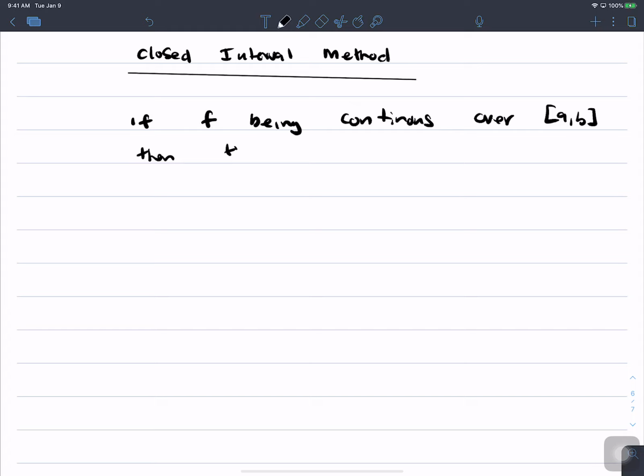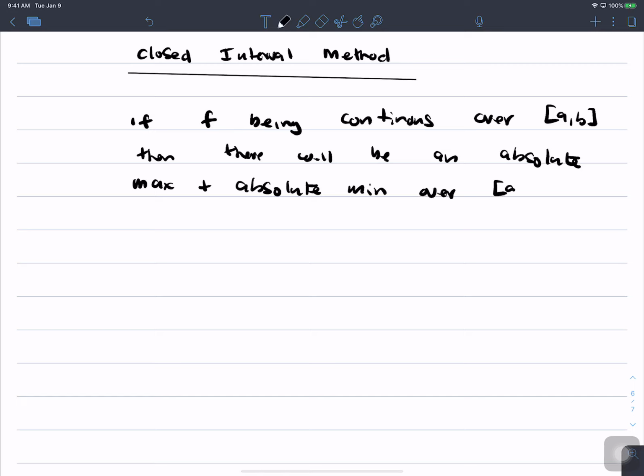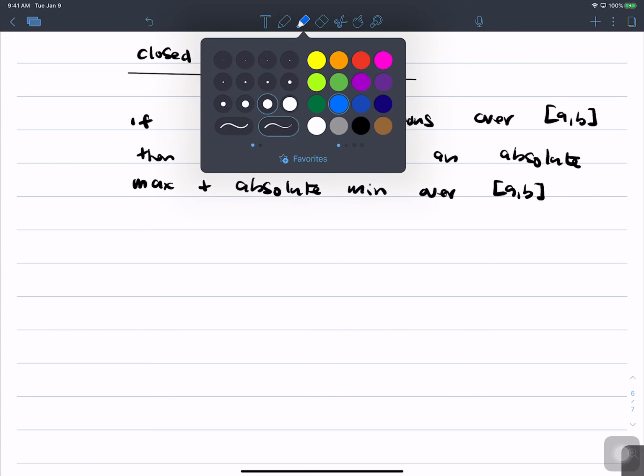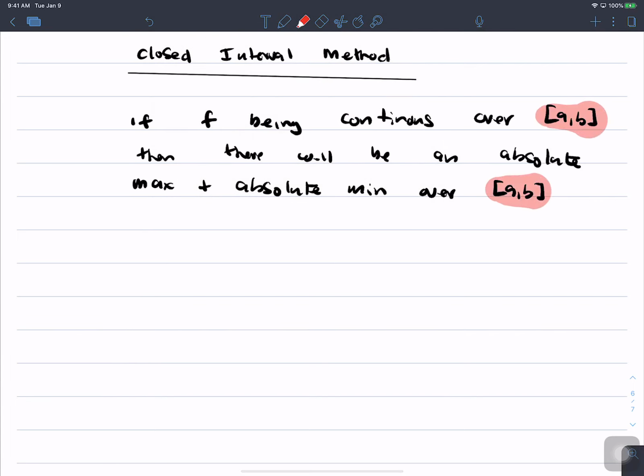So then there will be an absolute max and an absolute min. And this is going to be over this interval. They call it absolute because the world they're looking at is a very small world. It's over that interval AB, so they're calling it an absolute max over that interval and an absolute min. So we know we have an absolute max and an absolute min in that interval.